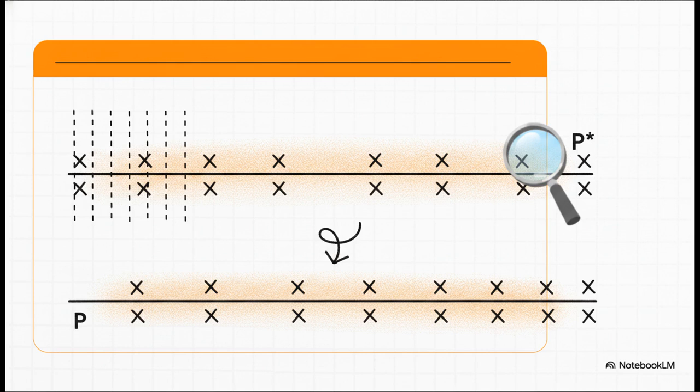A refinement is exactly what it sounds like. We're refining our original work. It's a brand new partition that contains every single point from our old partition, P, but we just sprinkle some extra points in. The rule is simple here. You can add new cuts, but you absolutely cannot move or remove the old ones.